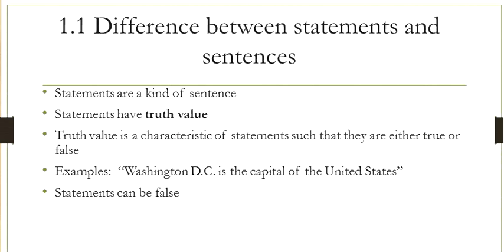Now be aware of the fact that statements can also be false, and they would still have truth value. So having truth value doesn't mean that the statement has to be true. The statement can completely be false and still have truth value. Remember that the trait only requires that it is either true or false.